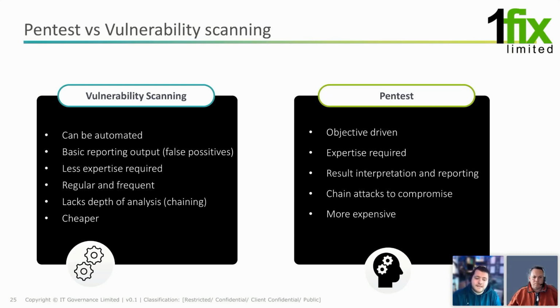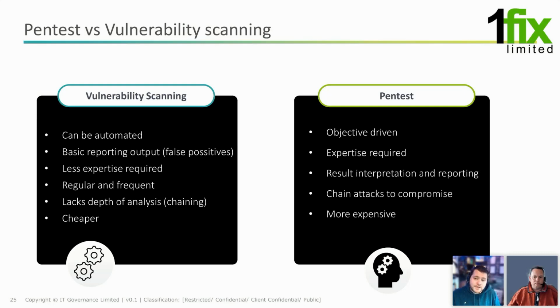3 versions. Your pen test is your objective-driven pen test. We have this. We want you to do this. Can you get to it? Can you do it? Can you find these files? Can you get to this data? Where your vulnerability scan can't necessarily do that, but you do need the expertise required.